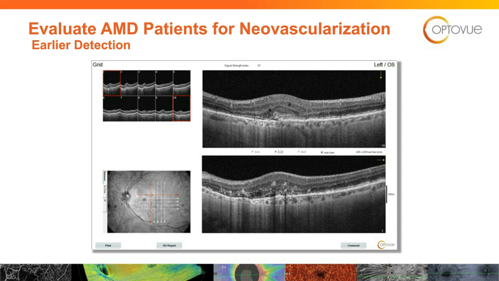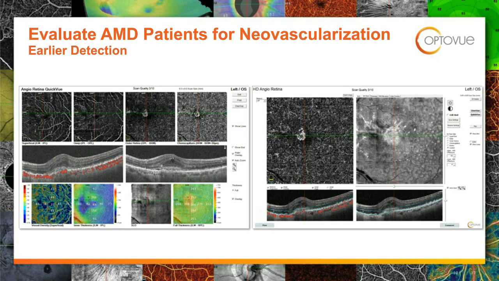You drop down to the bottom picture, you see some fluid. It's really questionable. Should I send it? Should I not send it? And then when we shoot the angiography on this patient, and when I say shoot the angiography, remember, this is non-invasive, no dyes, dye-free. We just asked the technician, hey, can you get me a Retina 6.0 angiogram on this patient? And then we evaluate it.